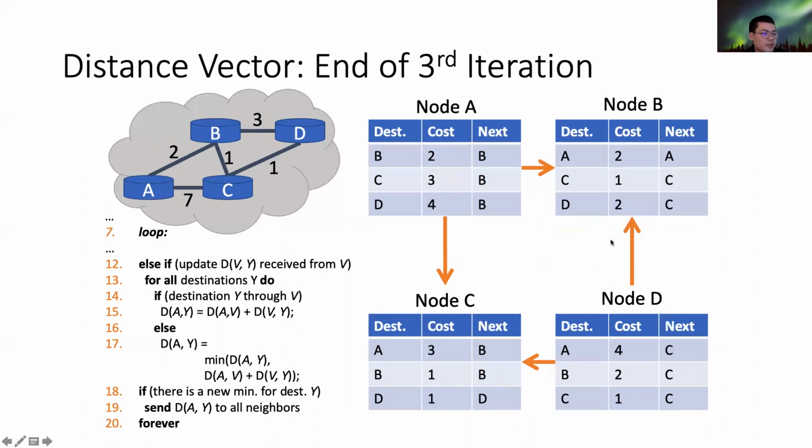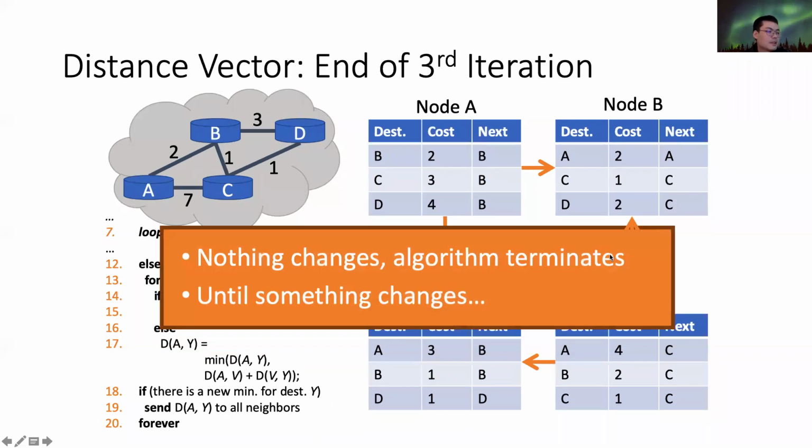And we will repeat doing this until nothing changes. By that time, we know that everyone terminates. Everyone knows the shortest path to everyone else.